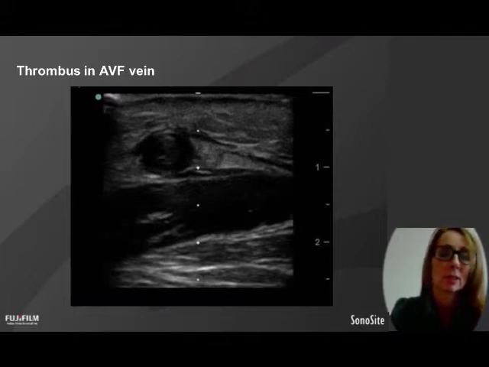The other thing you can do is turn the colour on, and you'll see that there will be colour related to the flow in the areas where the blood's still flowing.